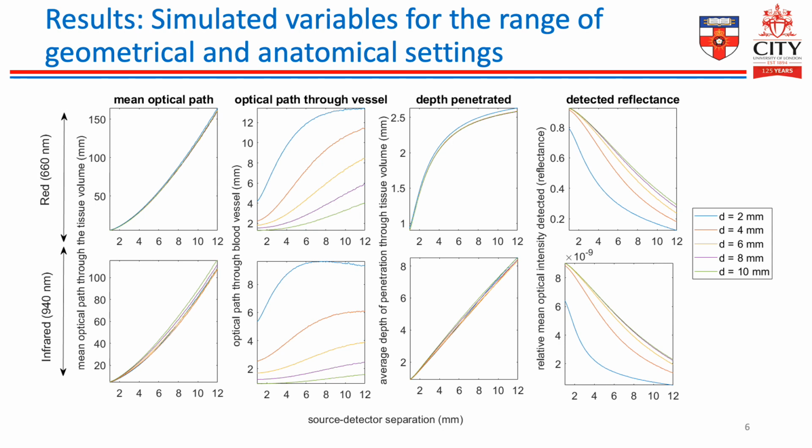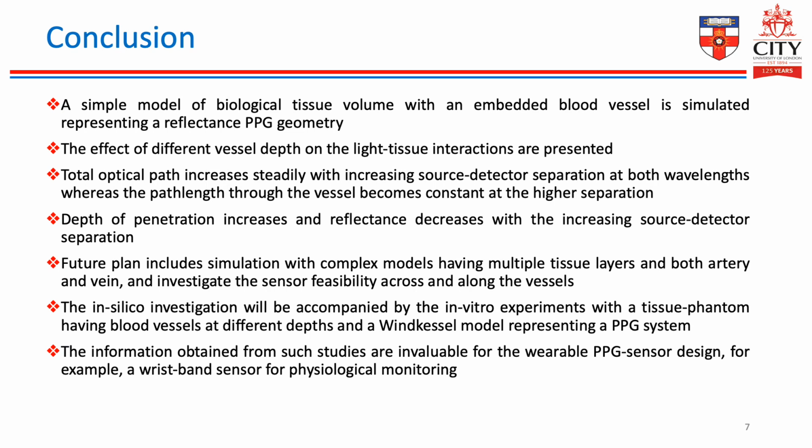To conclude, we represent here a simple model of biological tissue volume with an embedded blood vessel that is representing a reflectance PPG geometry. The effect of different vessel depth on the light tissue interactions is presented in this work. We have found that the total optical path length increases steadily with increasing source detector separation at both wavelengths, whereas the path length through the vessel becomes constant at the higher separation. We also found that the depth of penetration increases and reflectance decreases with the increasing source detector separation.